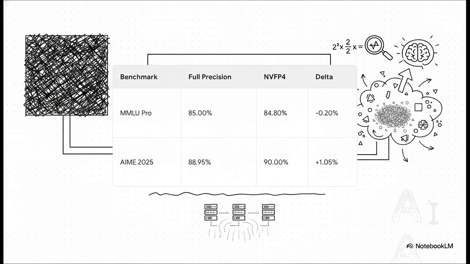Instead of rigid integer quantization, this uses a 4-bit floating point format that retains a much higher dynamic range, so you achieve near lossless compression. And here is the wildest part. On certain reasoning-heavy math benchmarks, like AIME 2025, NVFP4 actually improves accuracy over the full precision baseline. This happens because the low-precision noise acts as a regularization layer, smoothing things out and preventing the model from overfitting. Who would have thought less precision could mean better math scores?